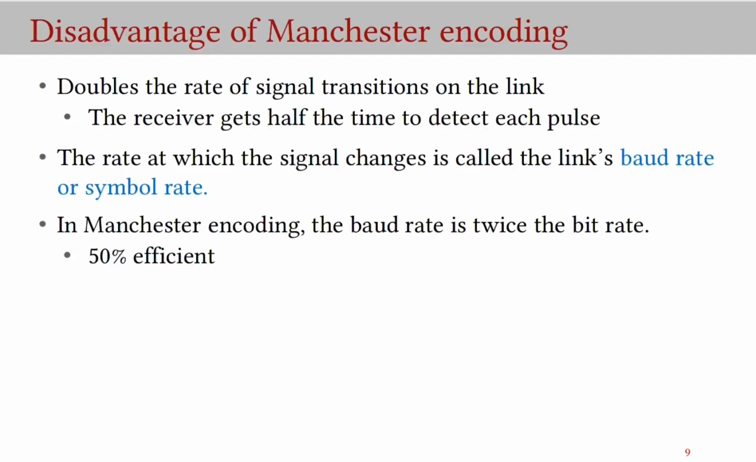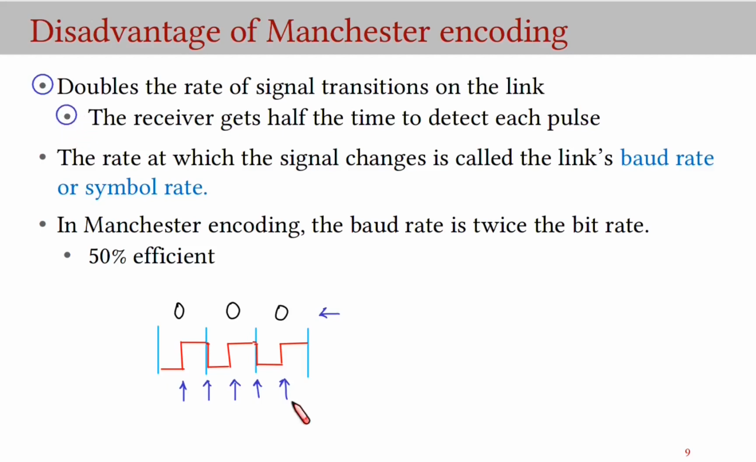There is one disadvantage of Manchester encoding, and the disadvantage is that it doubles the rate of signal transitions on a link. Here I have drawn Manchester encoding for 3 zeros. As you can see, the signal here makes 5 transitions, and that's undesirable because the receiver gets half the time to detect each pulse. The rate at which signal level changes is called the link's baud rate in old terminology, and these days it's called symbol rate. In Manchester encoding, the baud rate is twice the bit rate, and ideally it should be the other way around. And so Manchester encoding is only 50% efficient.